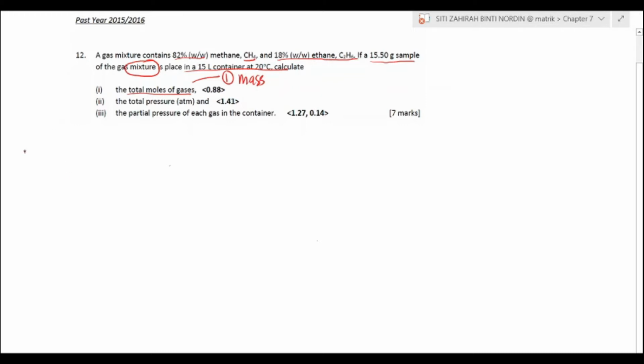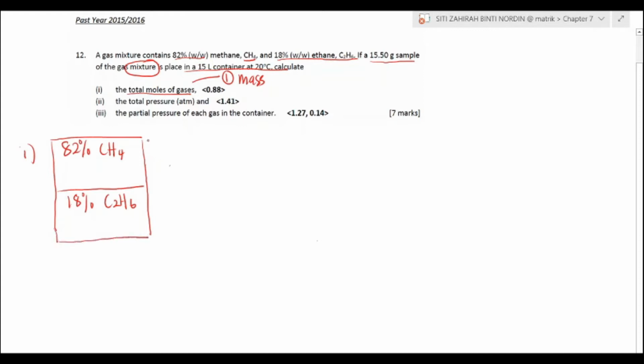So here's how we're going to do it. Write out your storyline first. You've got 82% of methane and 18% of ethane. They are later mixed in one container to form a total mass of 15.50 gram, volume of 50 liter at a temperature of 20 degrees Celsius. So we need to find the mass first.